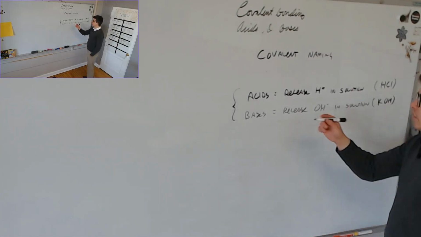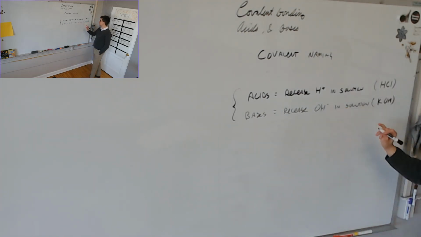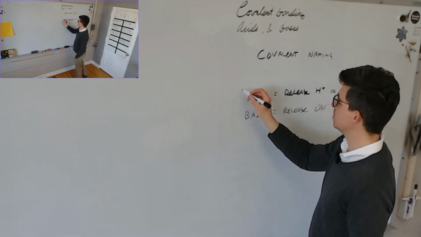Okay. Anyway, to name these things, bases are really easy. At least by this definition, they're always just going to be some metal hydroxide: magnesium hydroxide, copper hydroxide, calcium hydroxide. Those should be pretty easy. Those just follow normal ionic naming rules. So let me actually change my bracket to just be this.